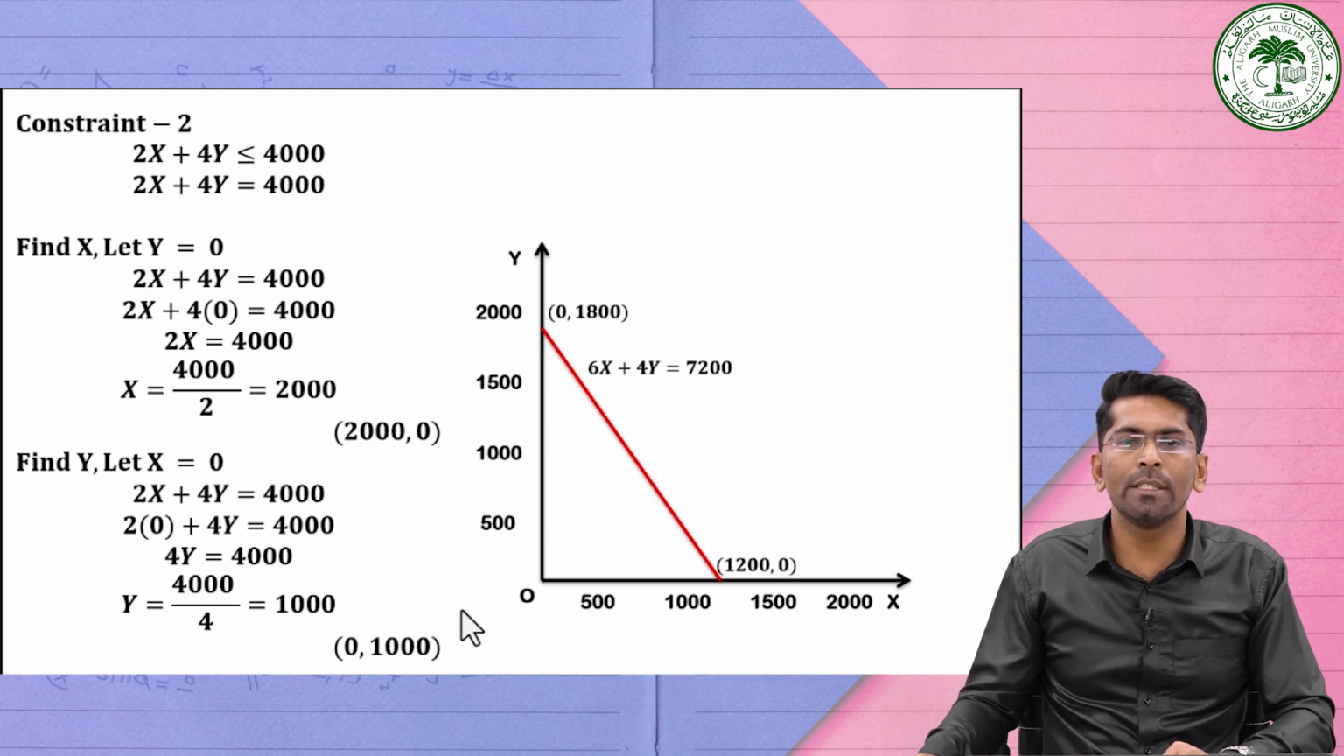So here I am going to consider 2 points. One is when x is equal to 0, y is equal to 1000. And similarly, when y is equal to 0, then x is equal to 2000. So these 2 points are there. I am going to draw a particular line by joining these 2 points. So it will become like this, 2000 here and here it is 1000.